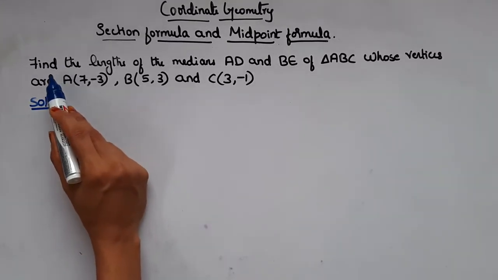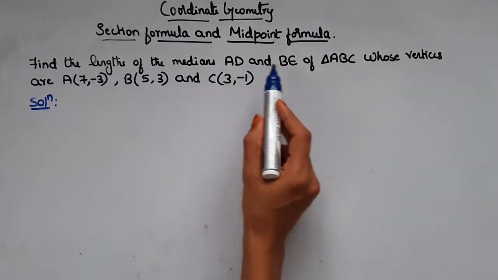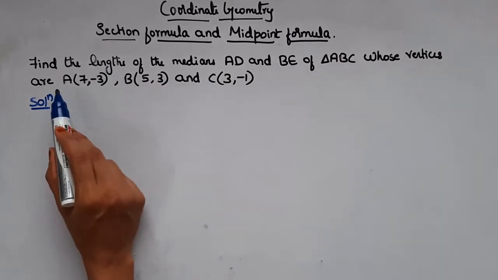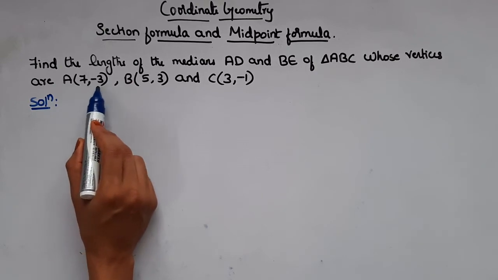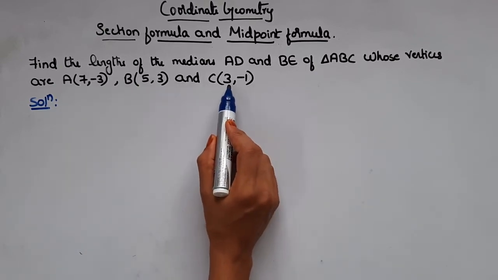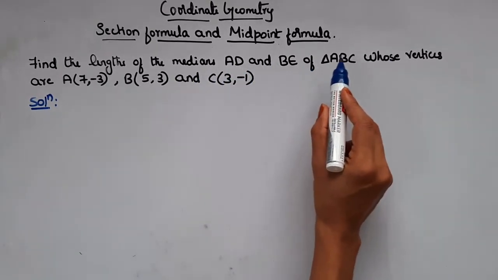Now let's move on to this problem. Here it says, find the lengths of the medians AD and BE of triangle ABC whose vertices are A of 7, minus 3, and B has coordinates 5, 3, and C has coordinates 3, minus 1. So they have said the medians AD and BE of triangle ABC.